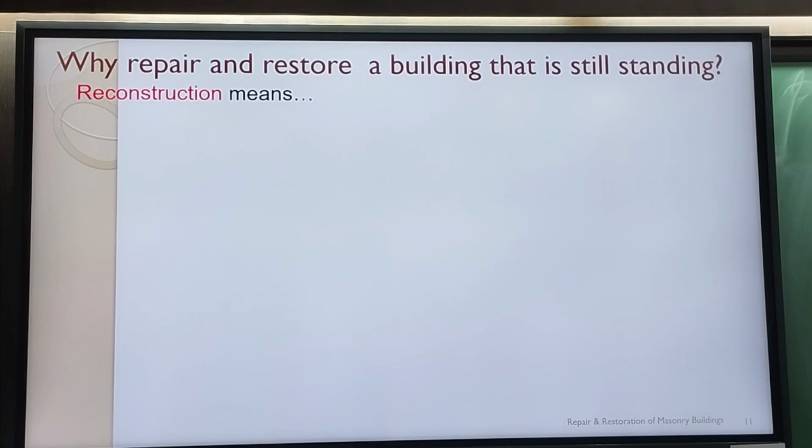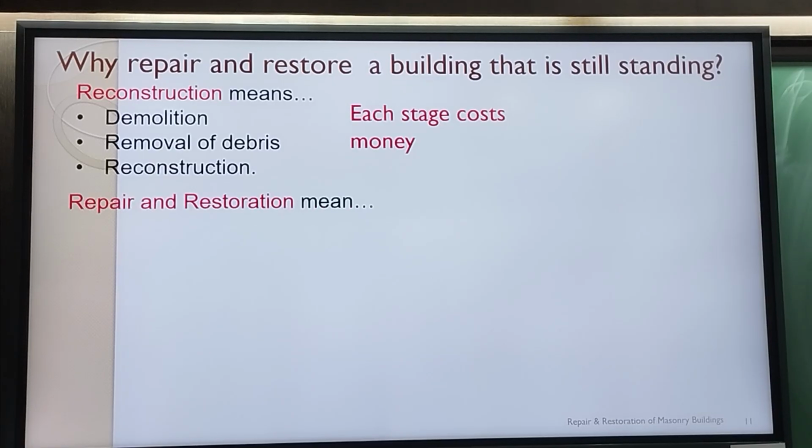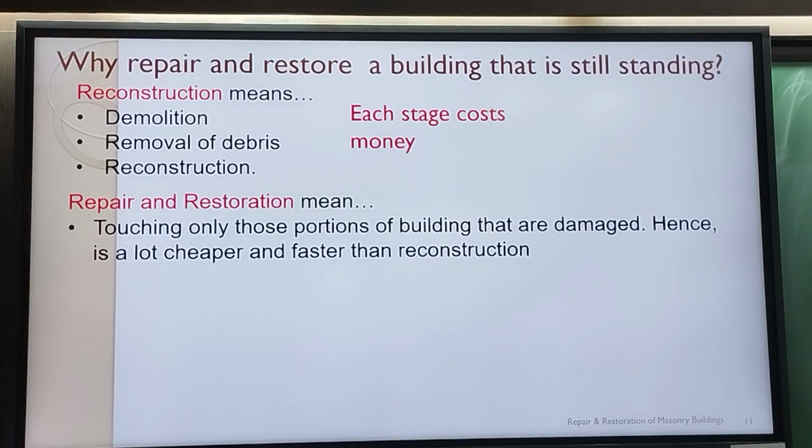Now, going back to the question, why repair and restore the buildings which are still standing, whether partly damaged or heavily damaged? Reconstruction means demolition. If the building is still standing even partly, it has to be demolished. The debris has to be removed, and then you reconstruct. Each stage costs money, so that's why it's very expensive. Repair and restoration basically means you are dealing with only part of the building, not the whole building. You are dealing only with portions, and that's why it's cheaper and faster than reconstruction.